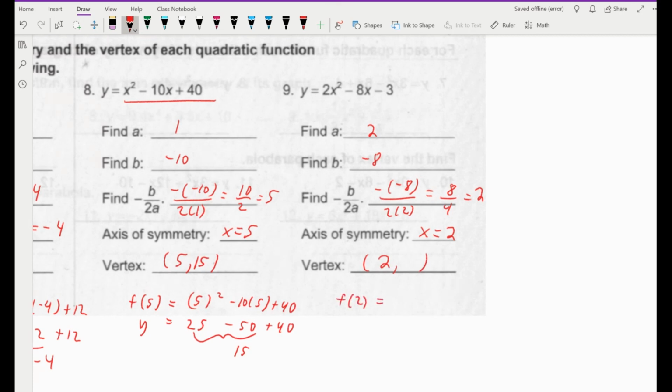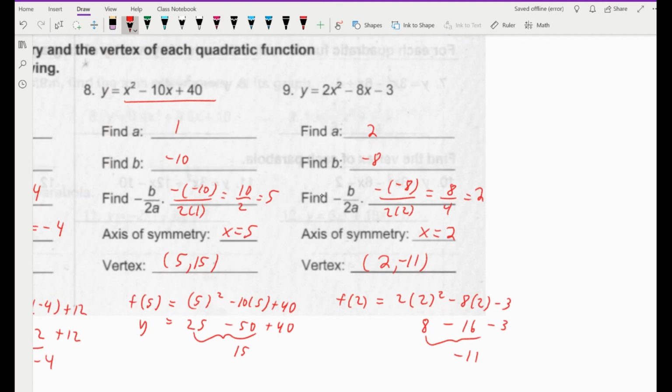I like to write it as function notation. This is the proper way of writing function notation. 8x, which is 8 times 2, minus 3. 2 squared is 4. 4 times 2 is 8. 8 minus 8 times 2 is 16, minus 3. 8 minus 16 is minus 8. Minus 8 minus 3 is minus 11. So the vertex is 2 comma minus 11.